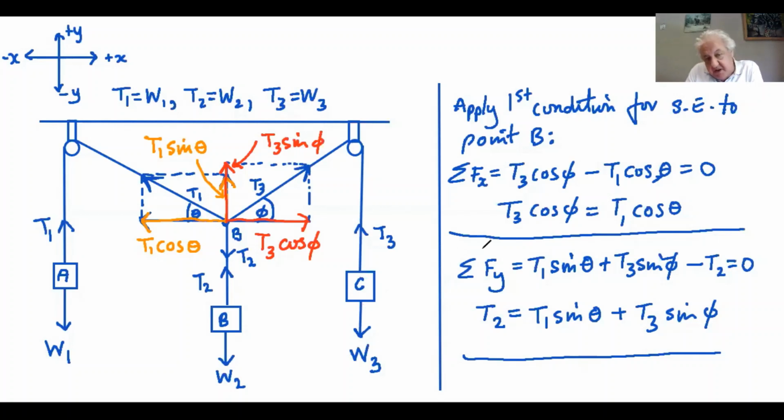So I'm going to move on to another example where we apply the first condition for static equilibrium to the whole system. It's not always appropriate to apply it to points. There are certain problems where the forces are acting at different points, but yet overall static equilibrium is achieved. So that's our next example. Again, we'll continue with the first condition, but this time we'll apply it to the whole system.